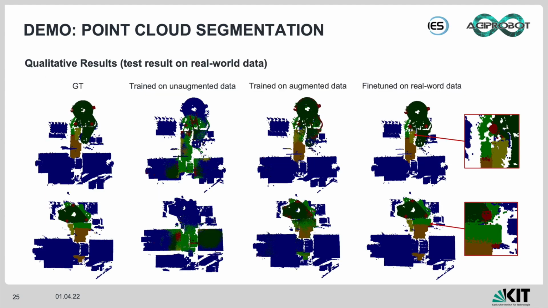Some qualitative demo results on the point cloud segmentation task are also given here. From the figure, we can observe that after pre-training on the augmented synthetic dataset and fine-tuning on the real-world dataset, the network can perform well on the point cloud segmentation to provide bolt position information.